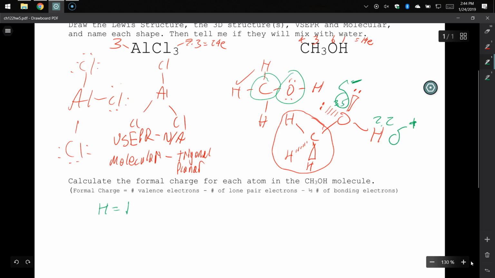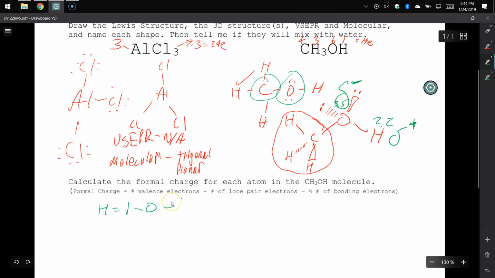It has 1 valence electron, minus 0 lone pairs of electrons, minus 1/2 of the bonding electrons, which is 2 divided by 1, so it's 0 for all of those. So nature really likes it when the formal charge on a molecule or on an atom in a molecule is 0. That makes it very, very stable.